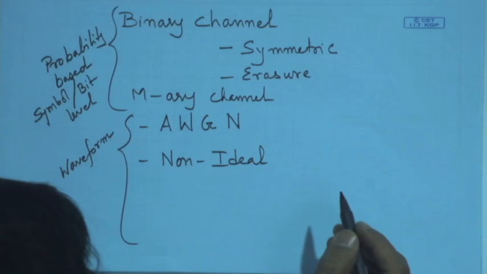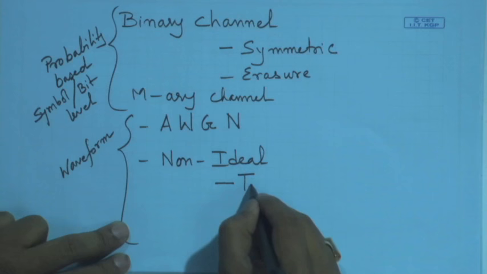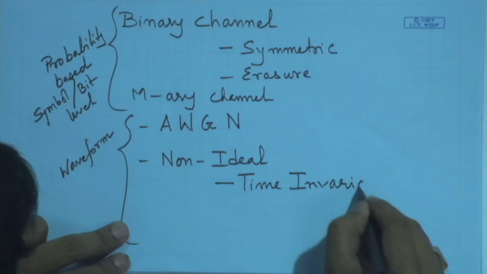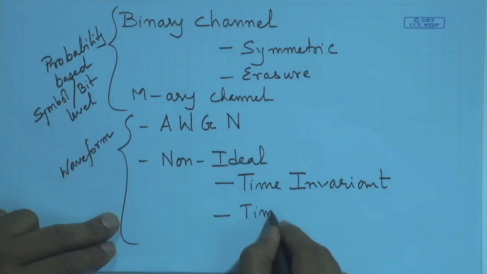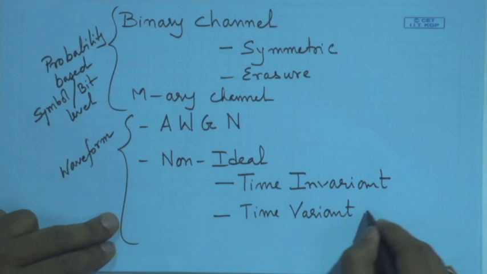In non-ideal channels, you would have time invariant, which is typically in wireline communication, and time variant, which is the most important kind of channel in wireless communications.